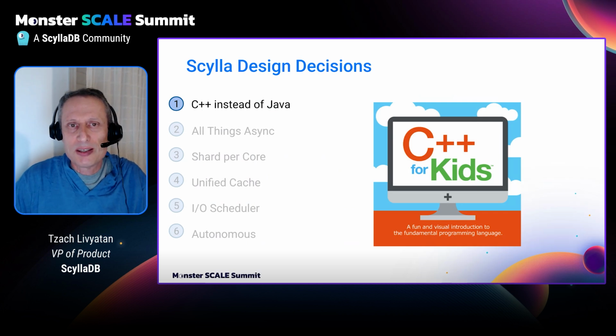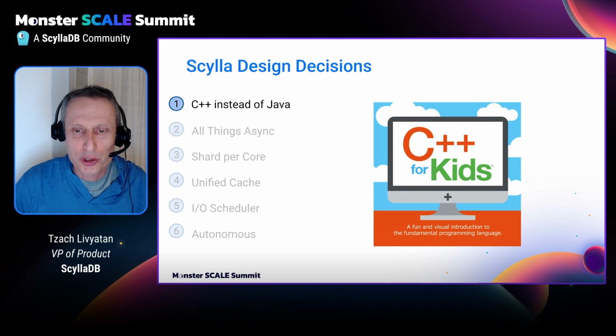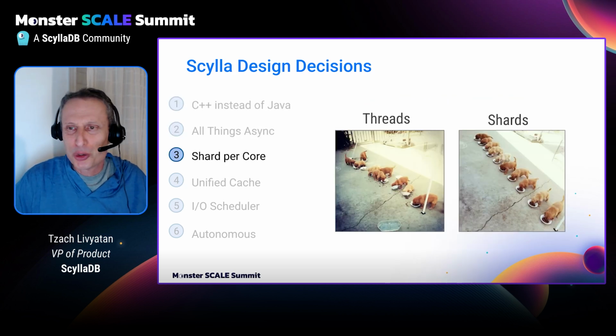So, some of the design decisions that made Scylla a good choice for performance. I'm not going to cover all of them. I'm not going to cover C++ instead of Java, for example, because I know it's a touchy subject for many. So I'm going to jump directly to shard-per-core, which I consider the most important design decision that was made back when we started the Scylla project.